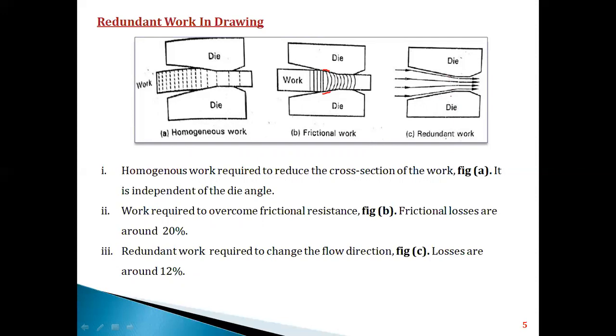So if we discuss all these cases one by one, we can say that homogeneous work, initially in figure A, is determined by the reduction process. When homogeneous work is developed, it is independent of the die angle. So the homogeneous work is produced only when it is independent of the die angle.